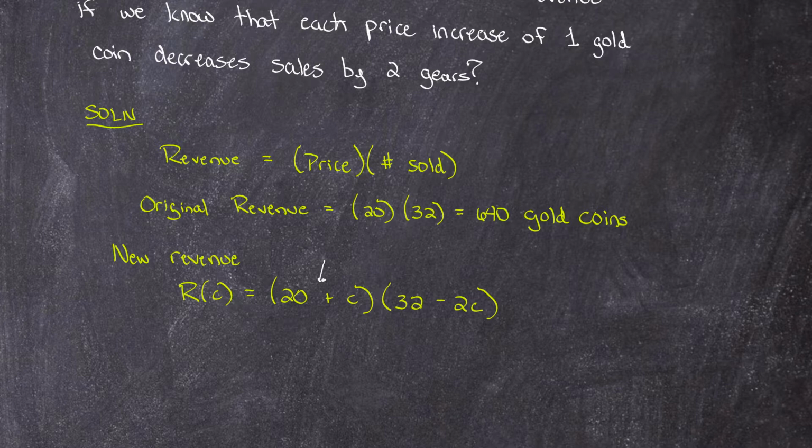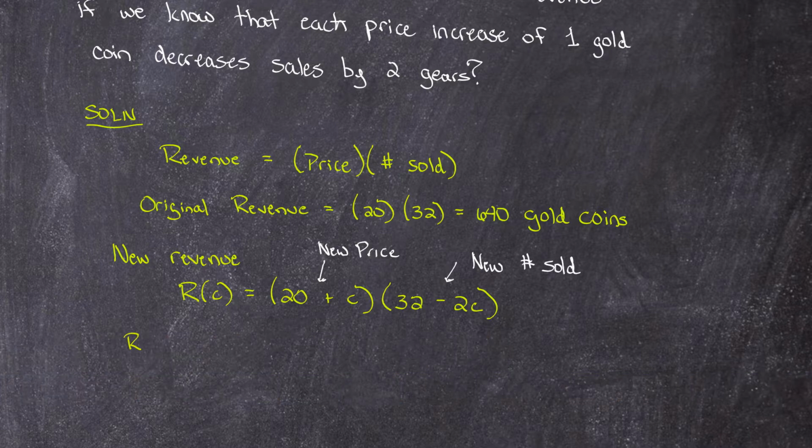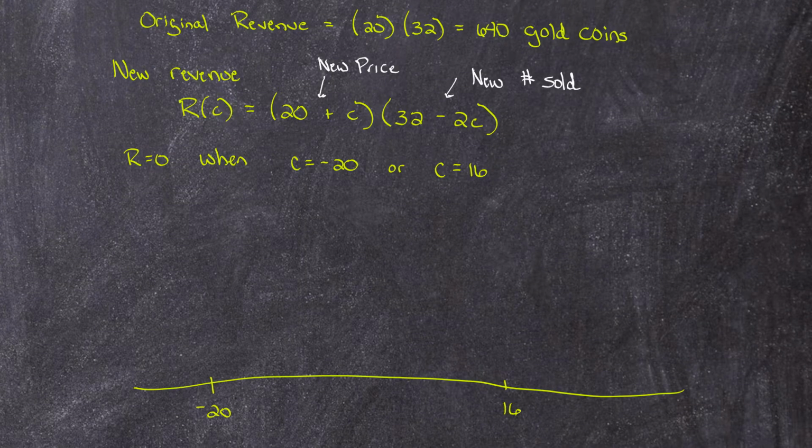This is our revenue function. The first factor represents our new price. The second factor represents how many we're going to sell. Notice that this is a quadratic function. Our prerequisite graphing skills tell us that the horizontal intercepts occur at -20 and +16, and that halfway between is the vertex of the graph of this quadratic model, which occurs at c equals -2.